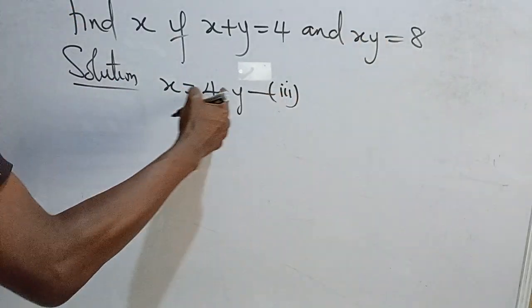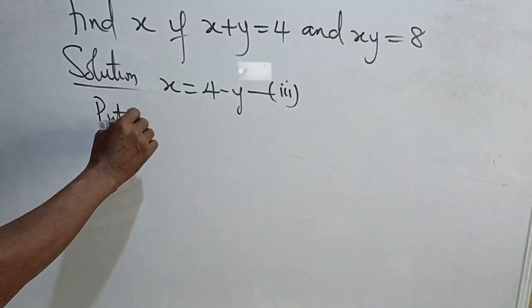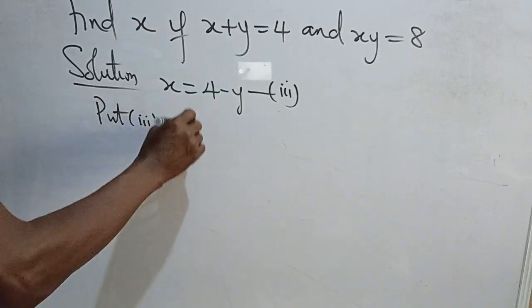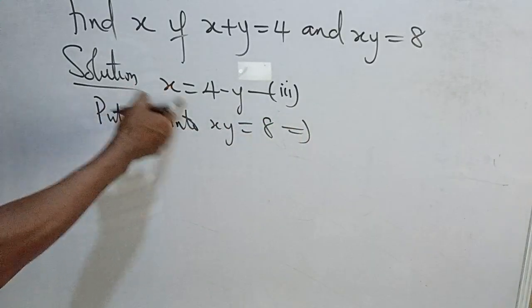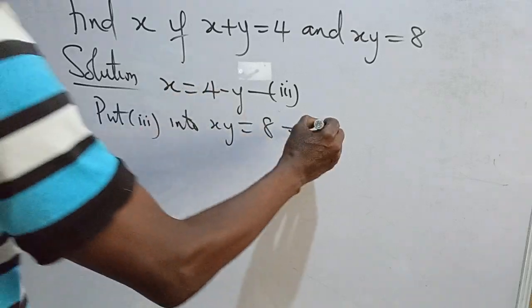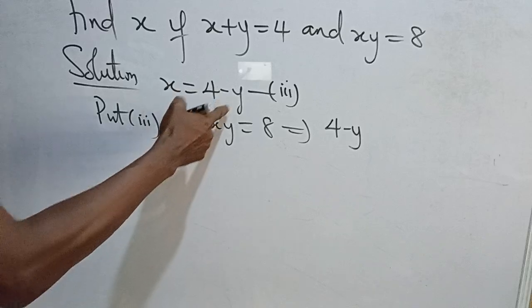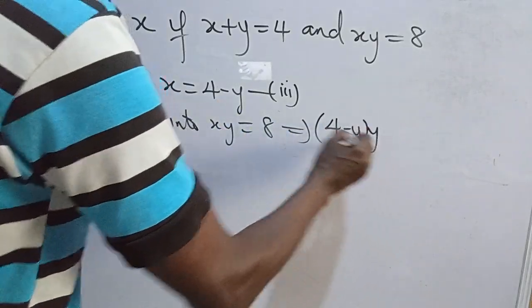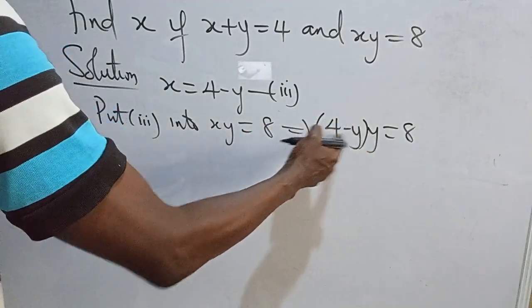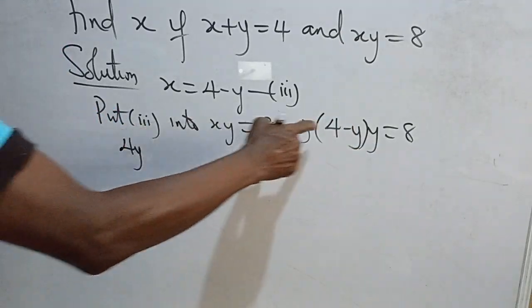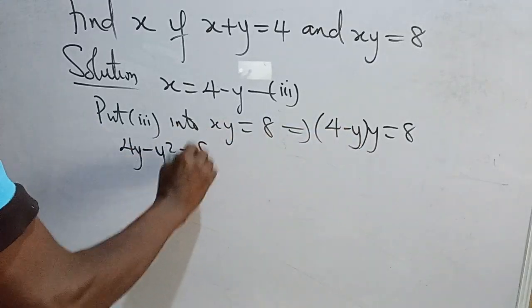So now putting this equation 3 into xy equals 8, that implies wherever you see x here, you put 4 minus y there. So we have 4 minus y, x is now 4 minus y, multiplied by y, is equal to 8. The next thing is to expand. Multiply 4 by y, you have 4y, minus y times y, that is minus y squared, is equal to 8.